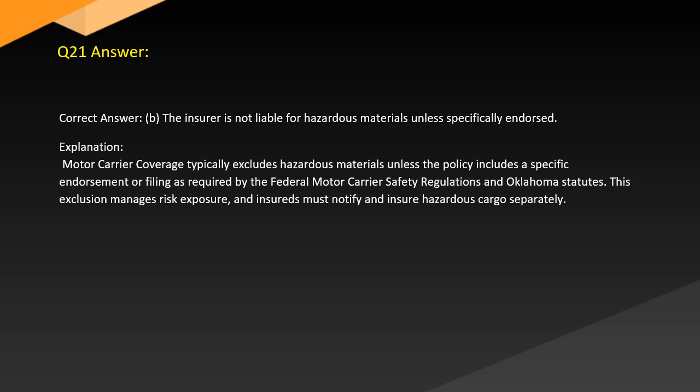Answer. Correct answer: B. The insurer is not liable for hazardous materials unless specifically endorsed. Explanation: Motor carrier coverage typically excludes hazardous materials unless the policy includes a specific endorsement or filing as required by the federal motor carrier safety regulations and Oklahoma statutes. This exclusion manages risk exposure, and insureds must notify and insure hazardous cargo separately.